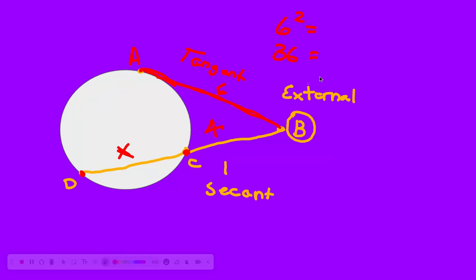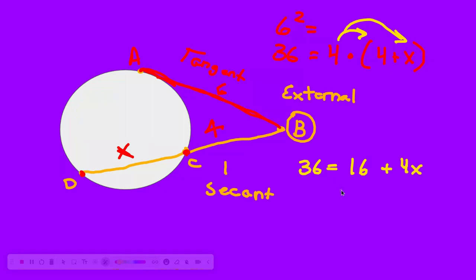So we know that it's going to be 4 times the entire length, and the entire length is, in parentheses, 4 plus x. That's the entire length, because we don't know what x is. So we have to do some algebra. Let's change the color of the pen, back to yellow. So we know that 36 has to equal, and distribute now, 16, because 4 times 4 is 16, plus 4x.